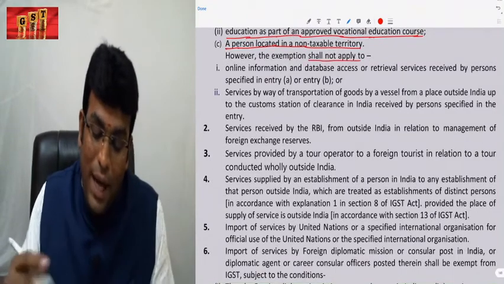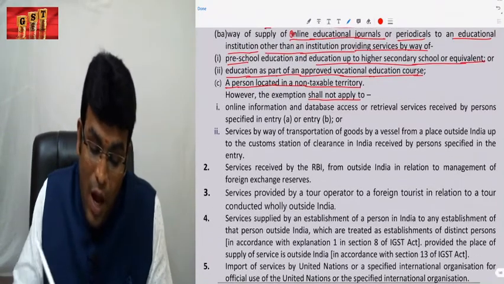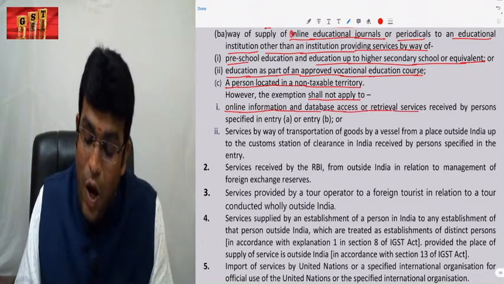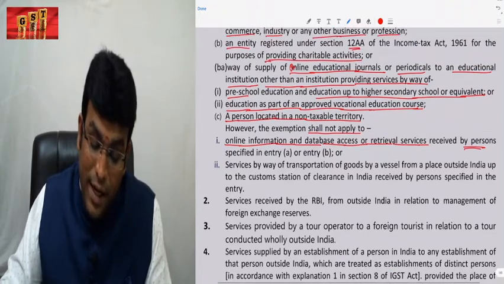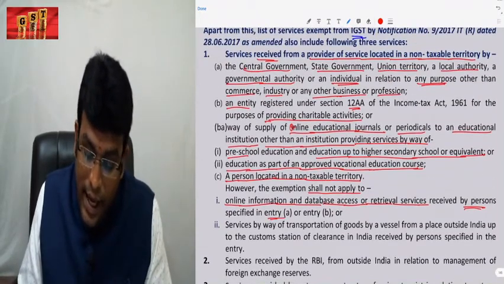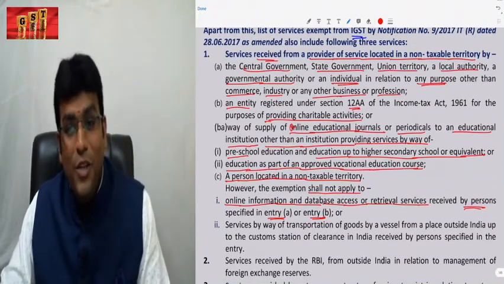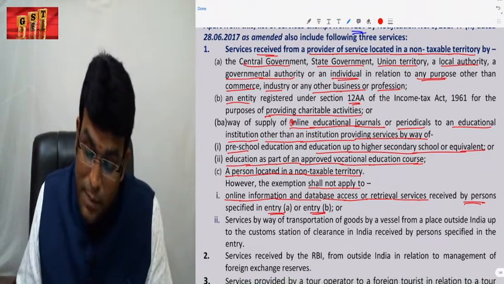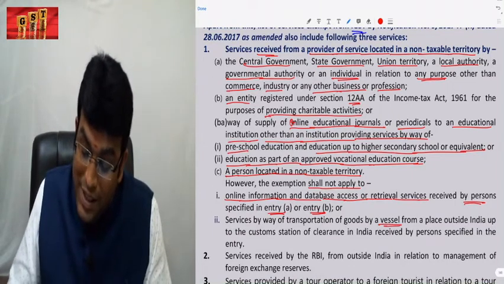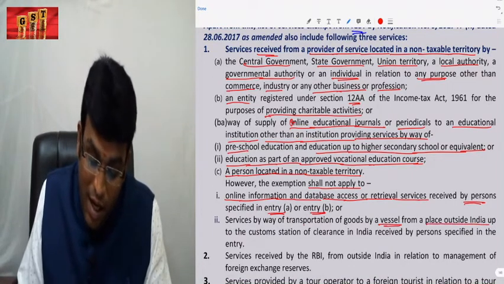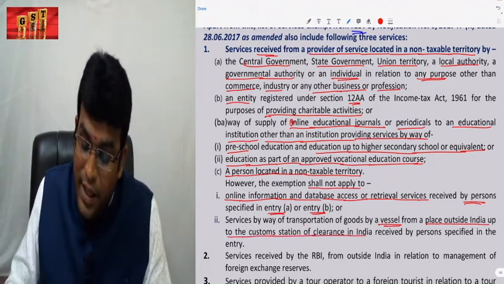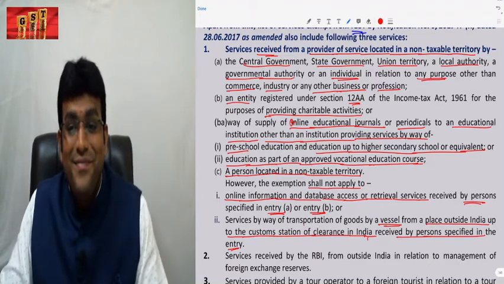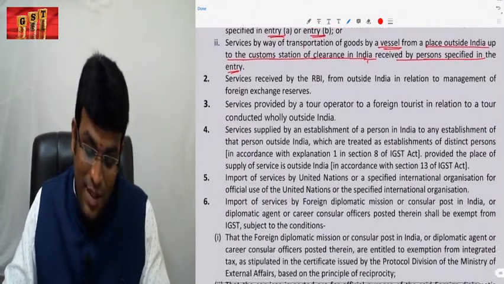Exemption shall not apply to what, my dear friends? Order services, online information and database access or retrieval services received by a person specified in entry A and entry B. So it's order services, it's pakka taxable. Then services by way of transportation of goods by a vessel from a place outside India up to customs station of clearance in India received by a person specified in the entry. Clear, friends? Done. Next point.